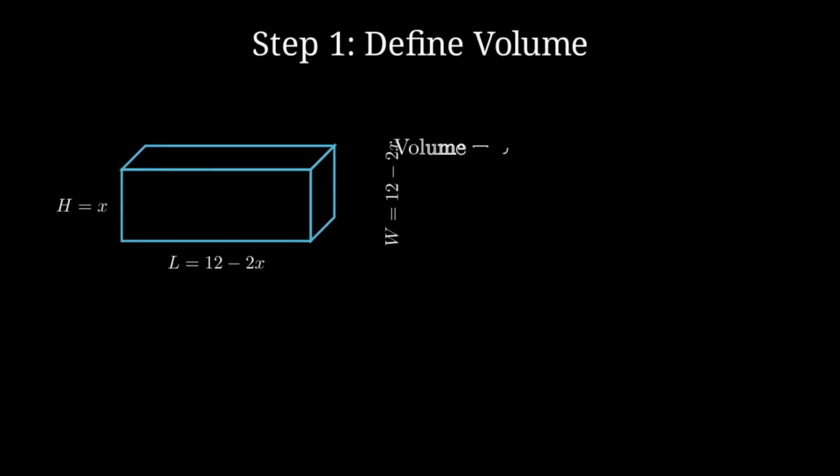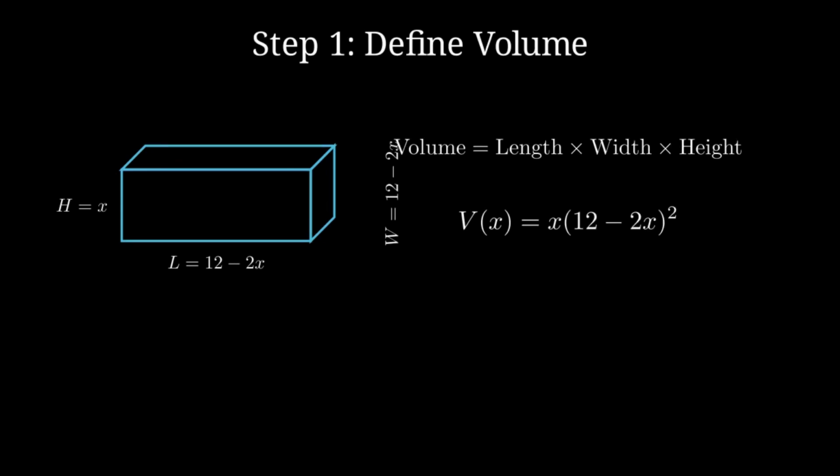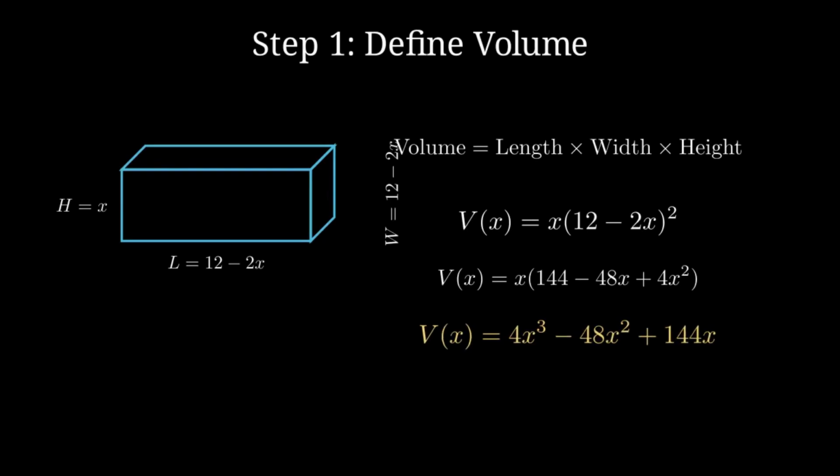Based on our diagram, the height is x, and the length and width are both 12 minus 2x. Multiplying these together gives us our volume function. Expanding the expression now will make the differentiation step much easier later on.